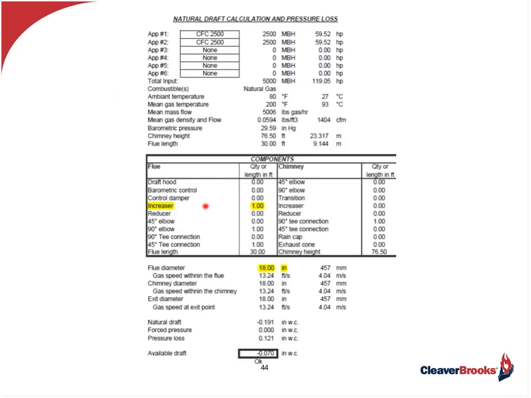Here I've highlighted the fact that we've put an increaser into our calculations, into the flue or breeching run. And our flue diameter is 18 inches with both boilers, as shown here, resulting in an available draft of negative 0.070 inches water column, which is what we're looking for, which gives us the okay sign that we've got an acceptable draft for these boilers to operate.